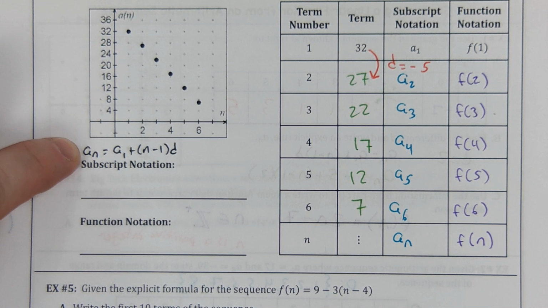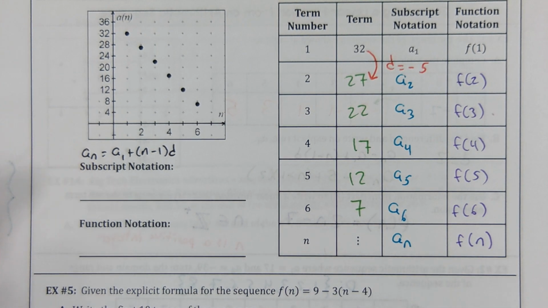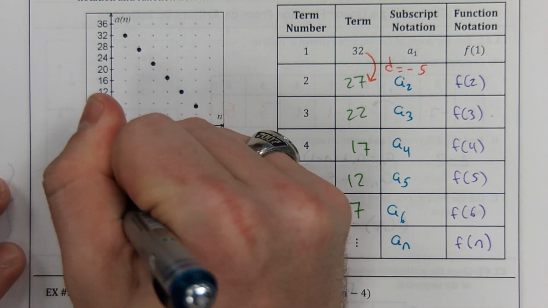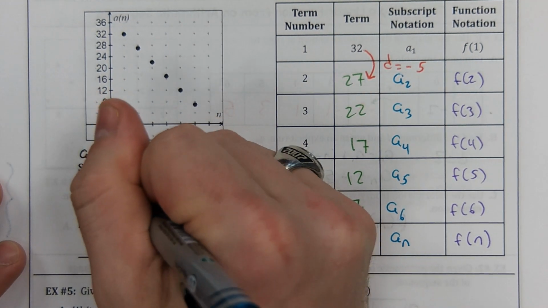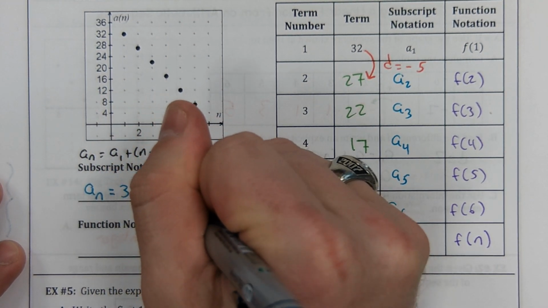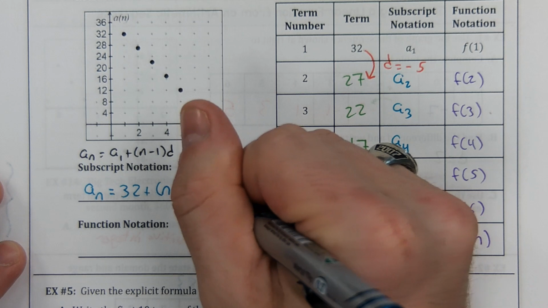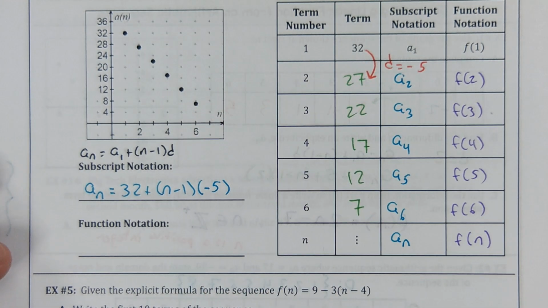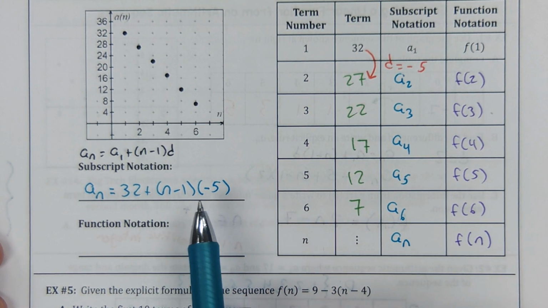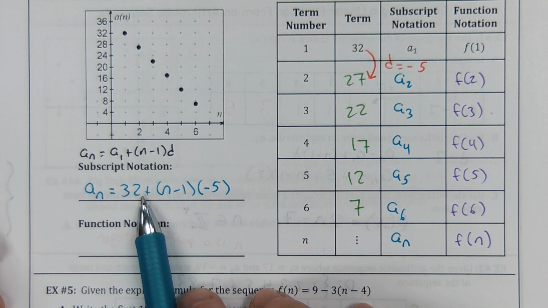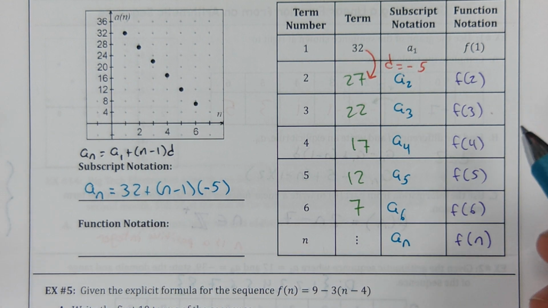Our subscript notation filled out like this is a sub n equals a sub 1, which is 32, plus n minus 1 times the common difference of -5. And since the order of multiplication doesn't matter, you could also put this -5 in front of these parentheses and write it as 32 minus 5 times n minus 1.